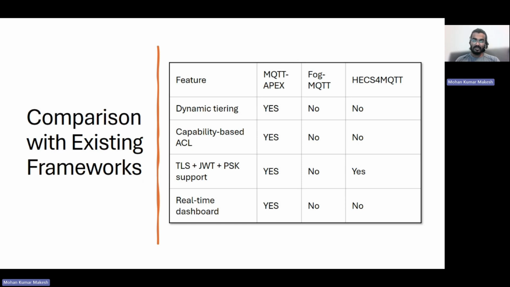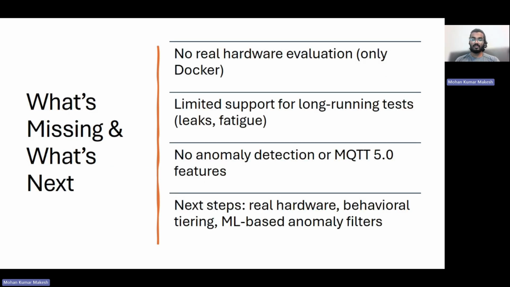Comparison with existing frameworks. When compared with existing frameworks, the one using fog-layered brokers and another multi-layered model for healthcare, MQTT-Apex stands out. Both baseline systems lack dynamic testing and do not reassign policies based on capability changes. Only MQTT-Apex offers real-time ACL generation, tier-specific protocols, and per-device security configuration, all with minimal manual intervention.